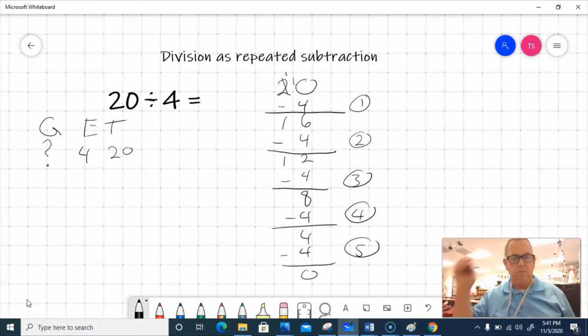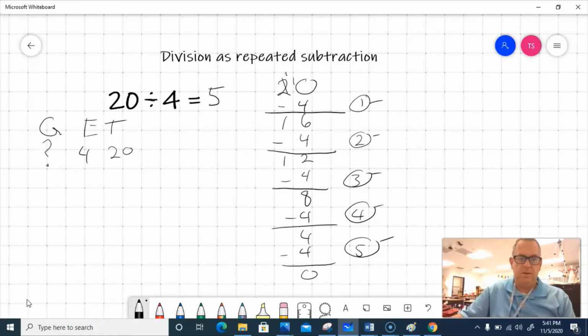So how we do it is we keep on subtracting until we get to 0. So you can see that I have 1, 2, 3, 4, 5 groups. So 20 divided by 4 equals 5. And I know that because 5 times 4 equals 20. Let's look at another problem here.